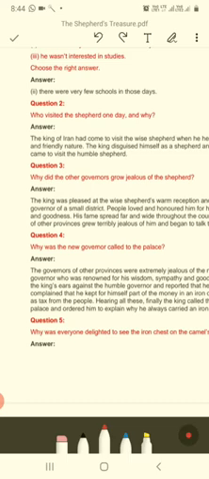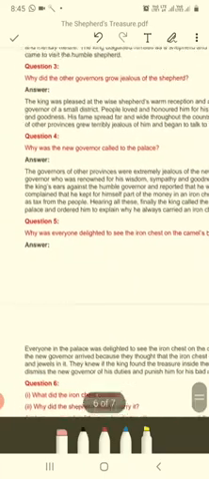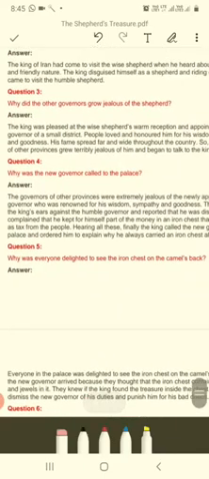Question number 4 now: Why was the new governor called to the palace? What was the reason for the new governor being called to the palace? The new governor was called to the palace to testify for the reason he was carrying this big chest always with him wherever he went, right?